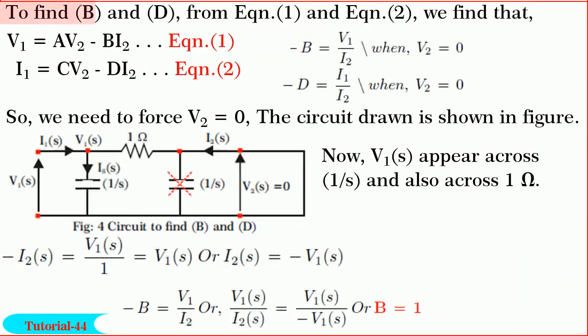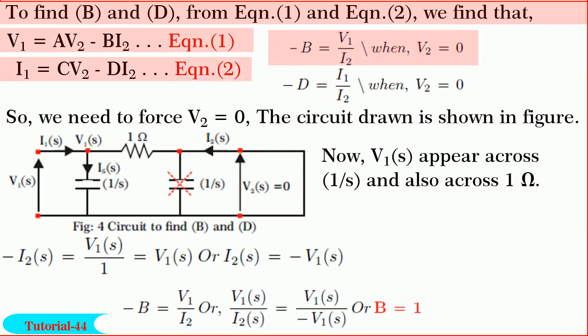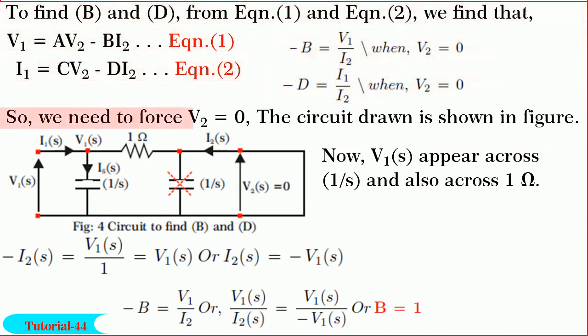Next, to find the parameters B and D from equations 1 and 2, we find that minus B is equal to V1/I2 when V2 is equal to 0, and minus D is equal to I1/I2 when V2 is equal to 0. So, we need to force V2 equal to 0. Then, by forcing V2 equal to 0, the circuit drawn is shown in figure.